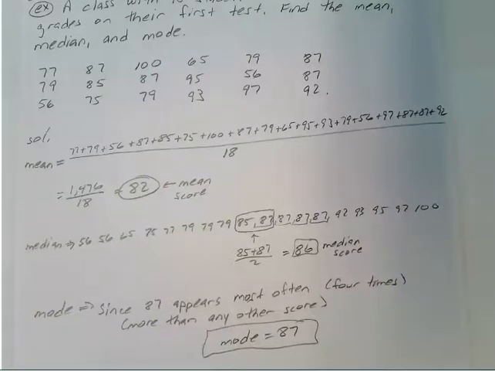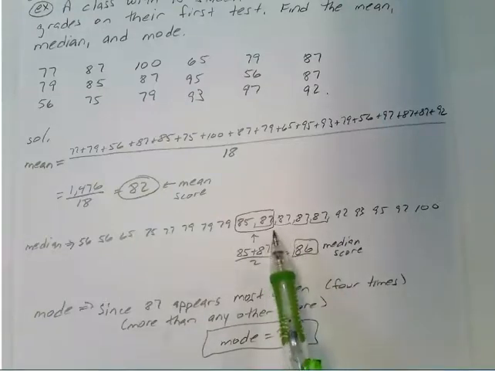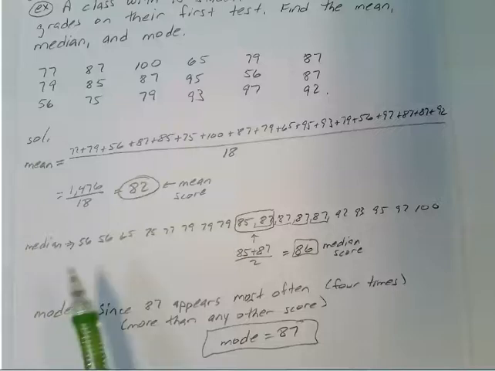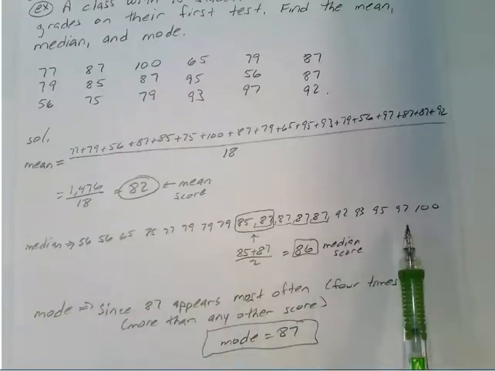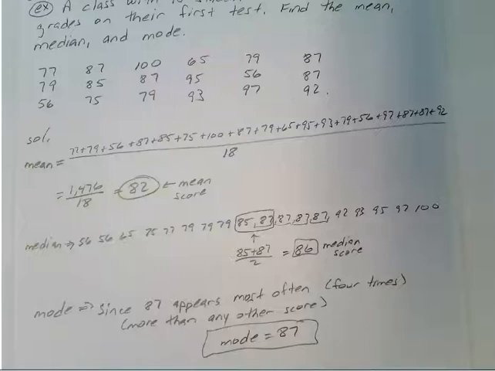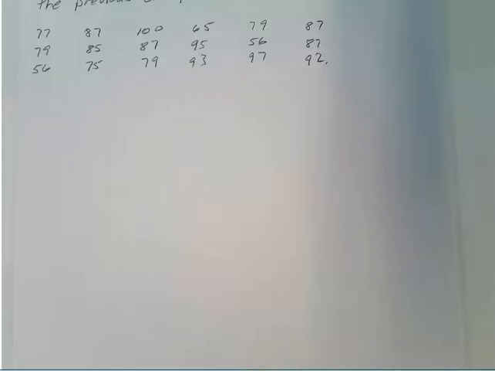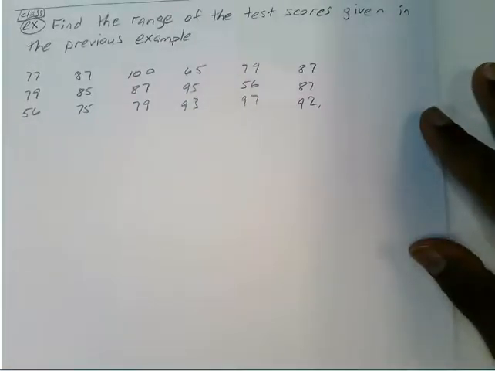Okay, so the mode is pretty easy once you line it up from smallest to largest. You just see which number appears most often. Okay, and remember, if they all appeared twice, then there is no mode. Or if they all appeared once, there is no mode. Alright, so if you are still writing this, feel free to press pause. But we're going to go ahead and move on to our last page, which shows the range.